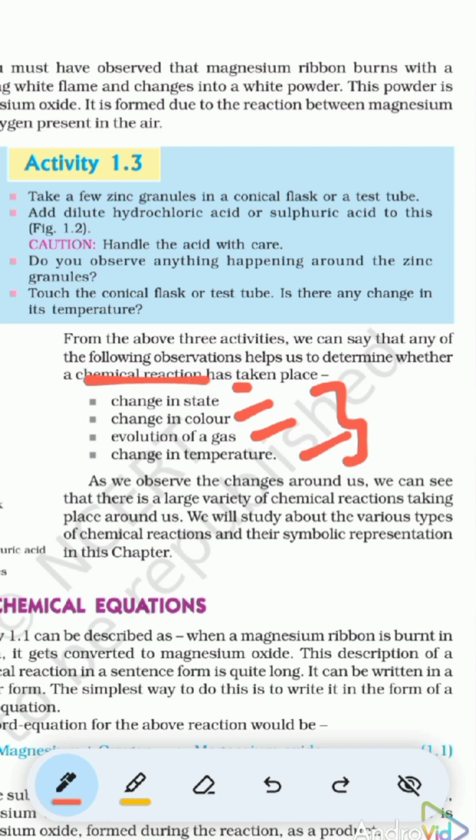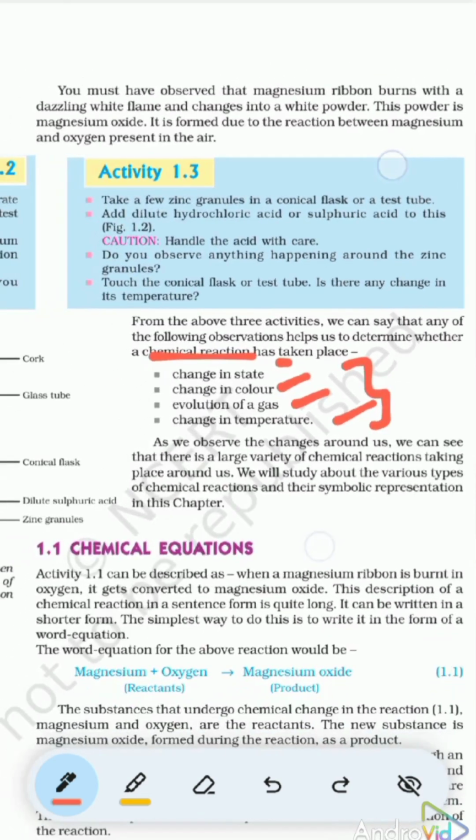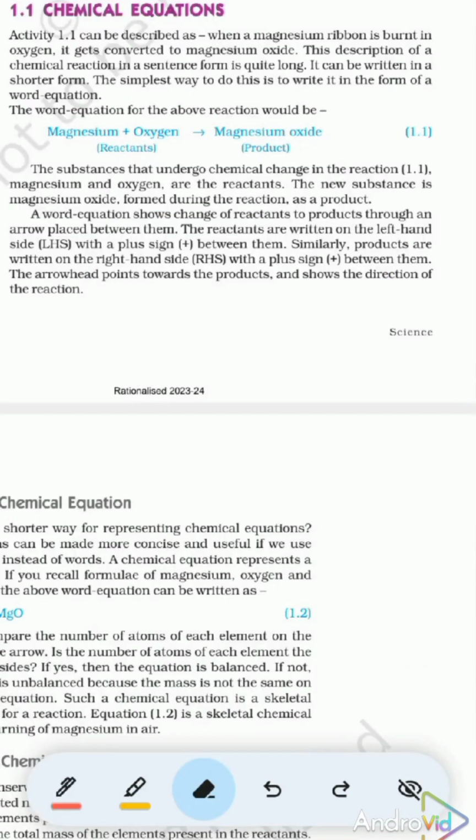As we observe the changes around us, we can see that there is a large variety of chemical reactions taking place around us. We will study about the various types of chemical reactions and their symbolic representations in this chapter. Now we are going to study about the different types of chemical reactions. And before that, we are going to understand what chemical equations are. So, the subtopic in this chapter is 1.1 chemical equations.